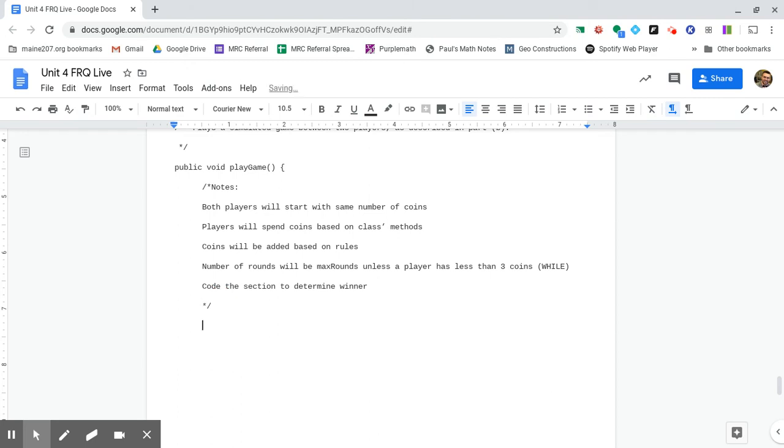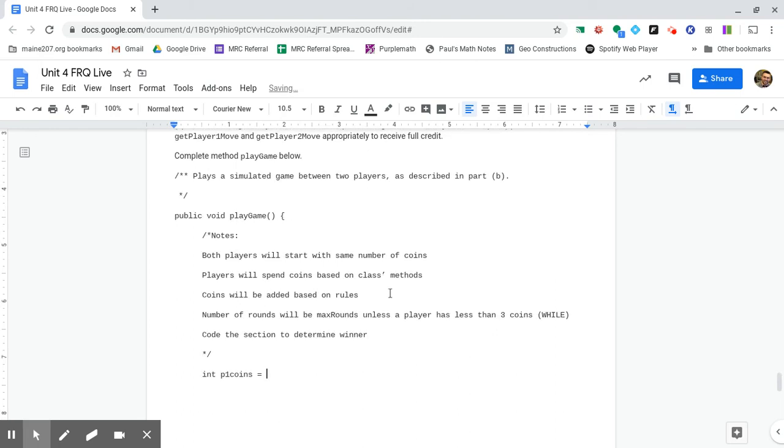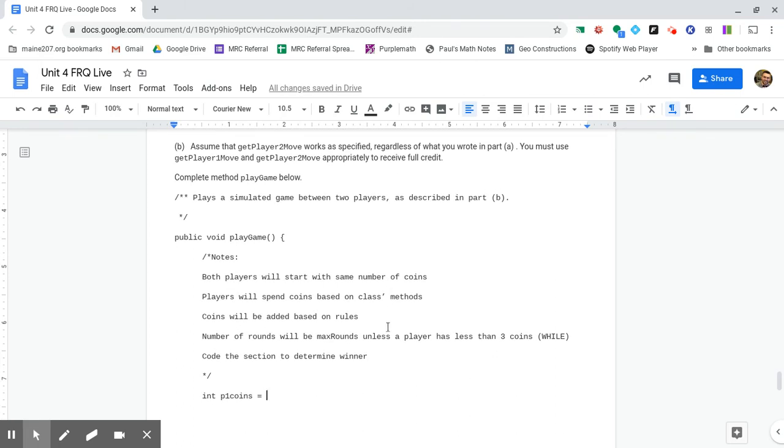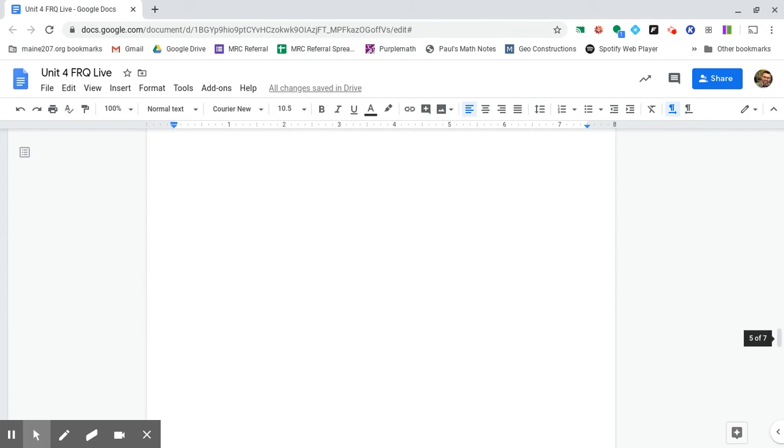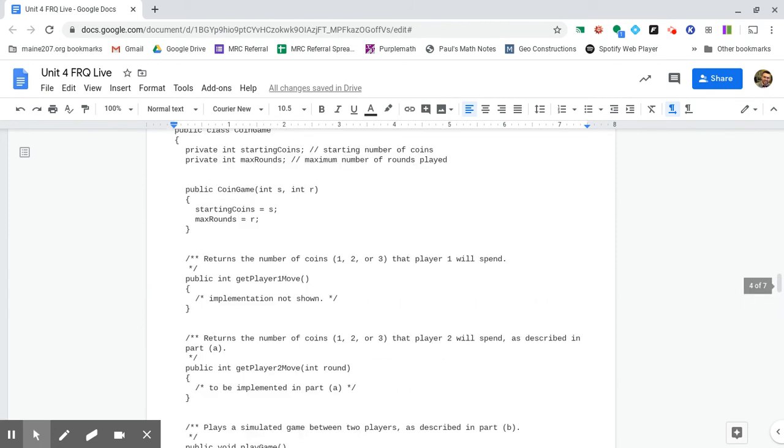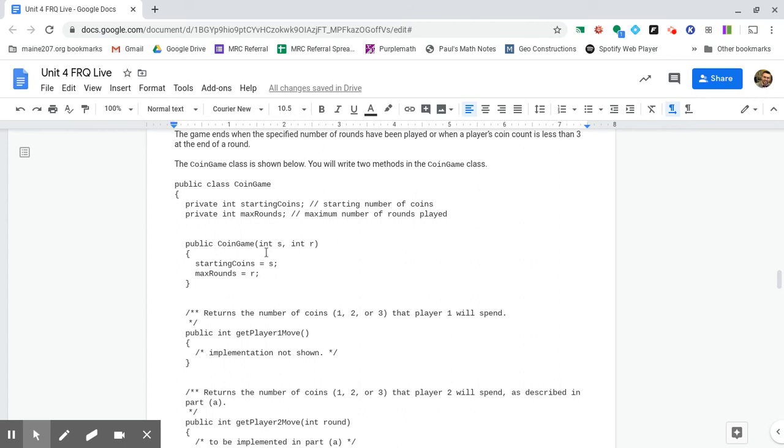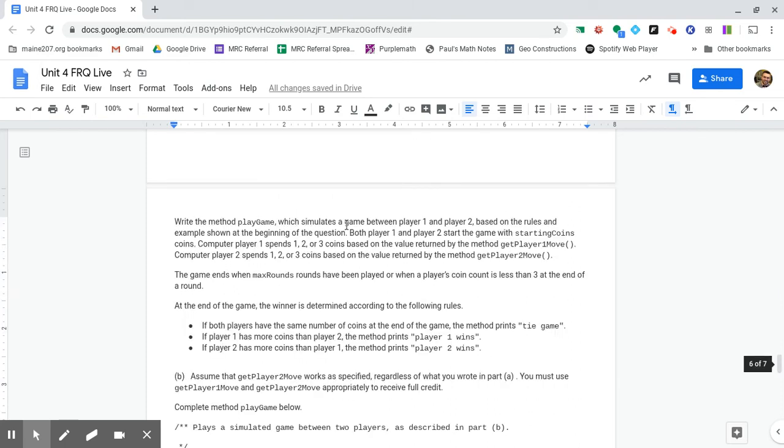Okay. So when we play this game, both players have to start with the same number of coins. It doesn't really matter what you call it. I'm going to call it P1 coins. I know that's going to have to be equal to whatever the starting amount of coins is. Now be very careful here. Do not use the letter S. Letter S was the parameter of the constructor. The attribute or the variable that I actually want to use is starting coins.